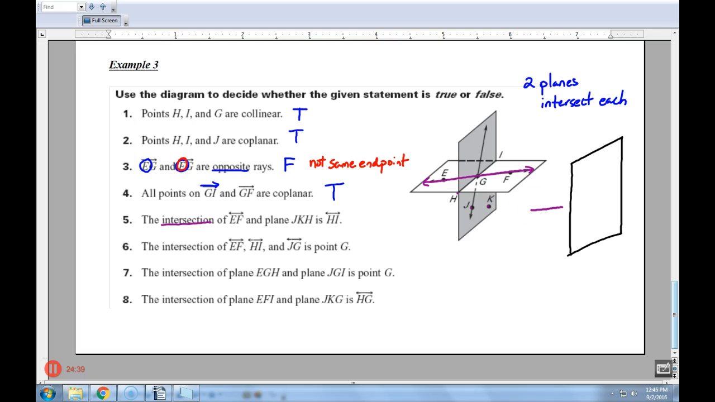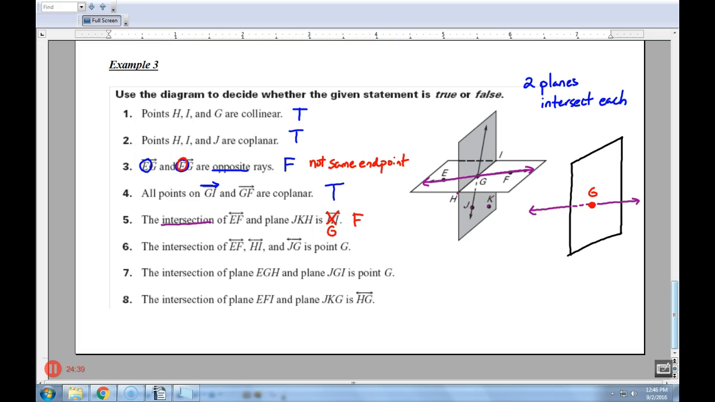So it comes through. I like to kind of put hidden lines when it's behind it. Boom, it pops through, and then it comes out the other side. It's almost like an arrow going through a piece of paper. And right here is the intersection point. So they say the intersection of EF and plane JKH is line HI, and I disagree. The only point that the purple line there, EF, and the plane share is this point, point G. So this is false. This should read point G if you were going to make it correct.